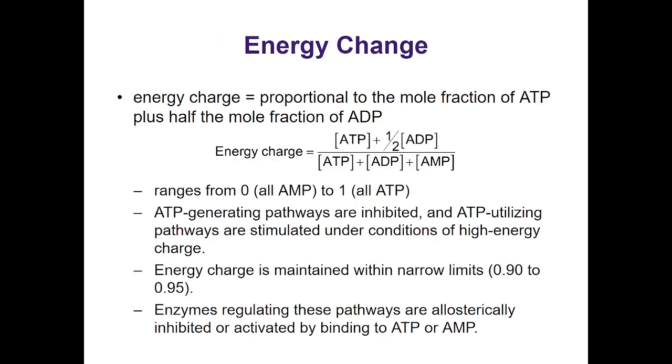Okay. So the energy charge, this is proportional to the mole fraction of ATP plus half the mole fraction of ADP. Remember, ADP is only going to count for a portion of ATP. So the energy charge here is going to equal ATP plus 1/2 the ADP. This is going to be over all the energy possible, which is the ATP, ADP, and AMP, i.e., all three forms of the AP. Okay?